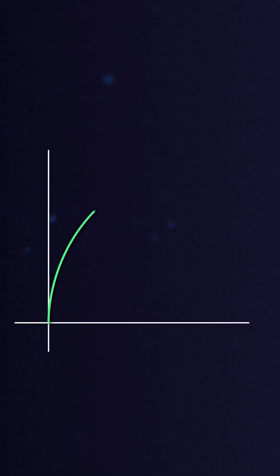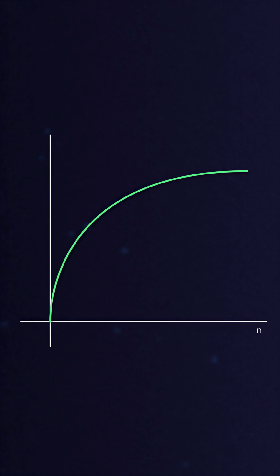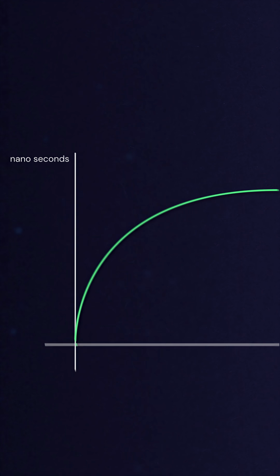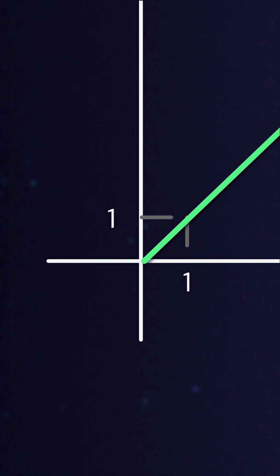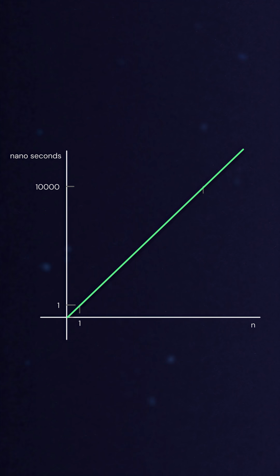Big O notation only cares about the theoretical slowdown of an algorithm as its input size grows. It doesn't actually care about how long, like in seconds, this algorithm is going to take to run. So when I say if a linear time algorithm takes 1 nanosecond to run with an input size of 1, then it will take about 10,000 nanoseconds to run for an input size of 10,000.